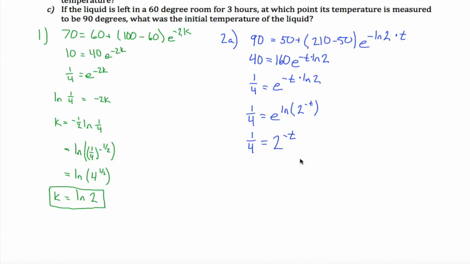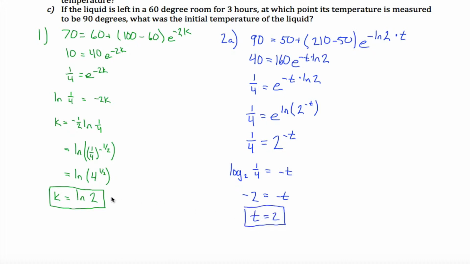This you might be able to solve. You might be able to just look at it and tell that t is equal to 2. If you couldn't, I guess you could take the log base 2 of both sides of the equation. The log base 2 of a quarter is negative 2, because 2 to the negative second power is equal to 1/4. So what I got was that t was equal to 2.